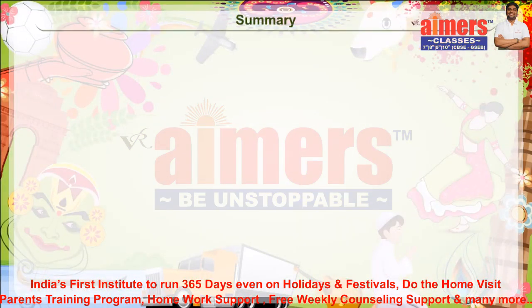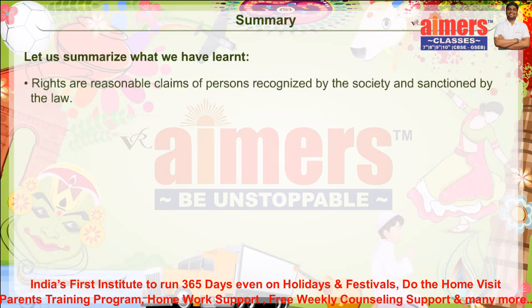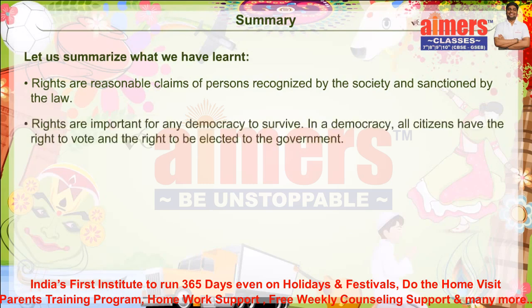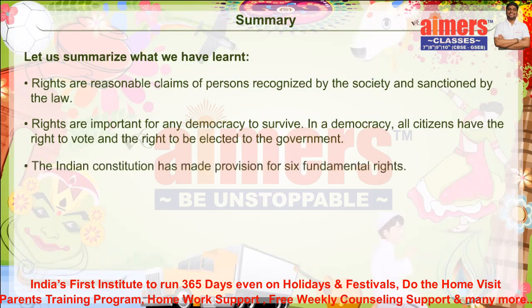Summary. Let us summarize what we have learned. Rights are reasonable claims of persons recognized by the society and sanctioned by the law. Rights are important for any democracy to survive. In a democracy, all citizens have the right to vote and the right to be elected to the government. The Indian Constitution has made provision for 6 fundamental rights.